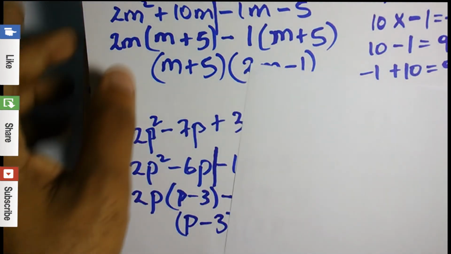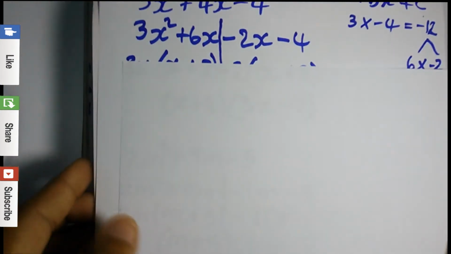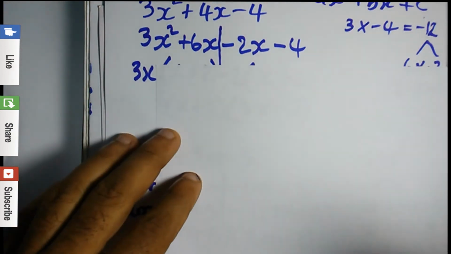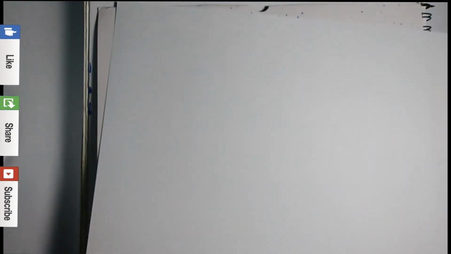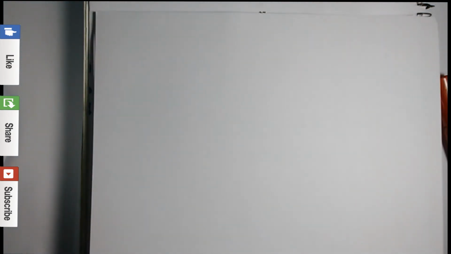Now, in the exam, if any of these questions are equal to 0, I'm going to solve a few of them when they're equal to 0. So in the other video, I'm going to solve a few of these factorization by quadratic trinomials when they're equal to 0.